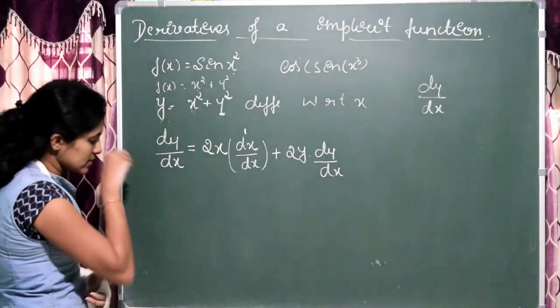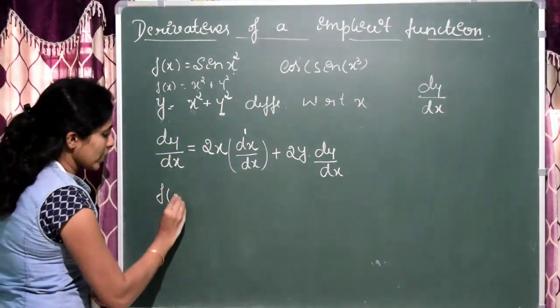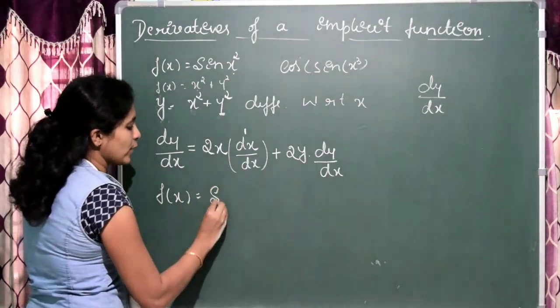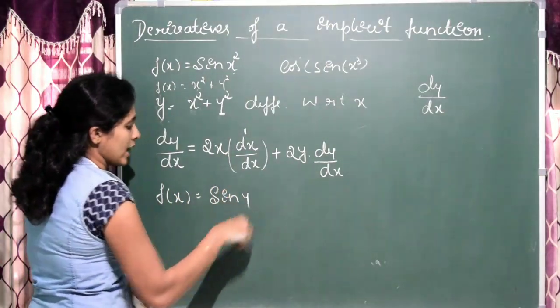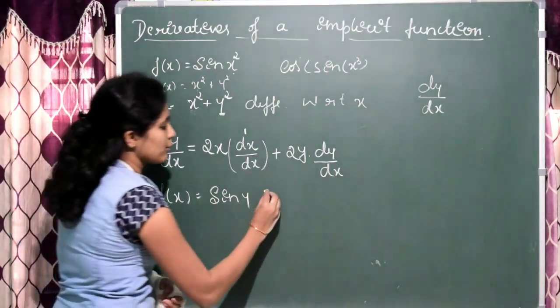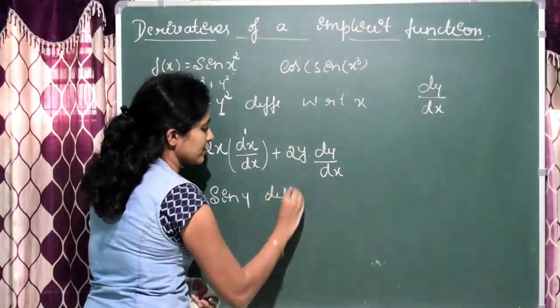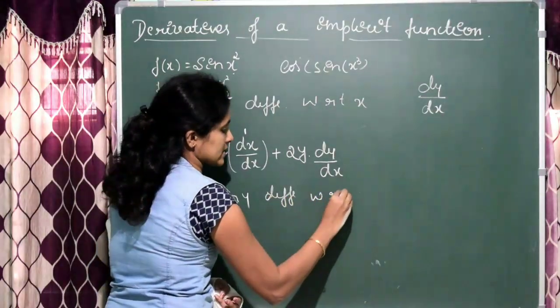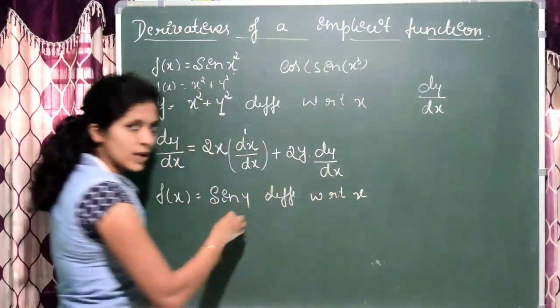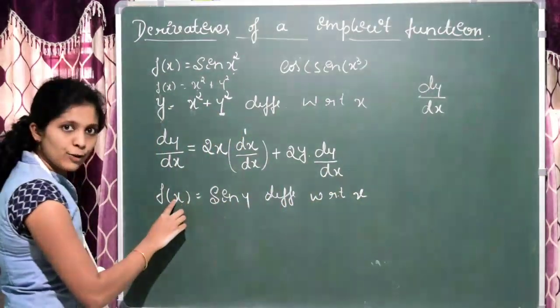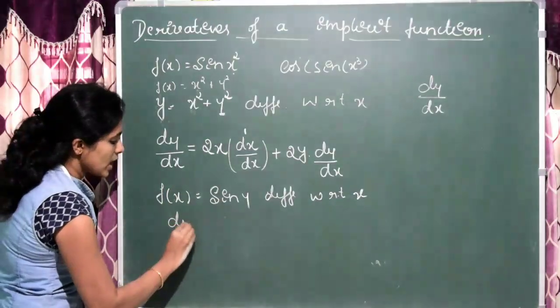Let me consider one more example. I'll consider f of x is equal to sin y. Okay, f of x is equal to sin y. Differentiate this function with respect to x. Now I am differentiating this function with respect to x. So the differentiation of f of x will be dy by dx.